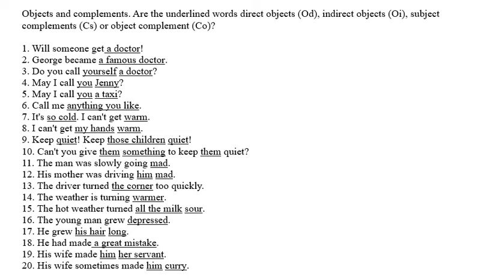The driver turned the corner too quickly, and the weather is turning warmer. So we've got two uses of the verb turn. The driver turned the corner too quickly. The corner here is simply the direct object of the verb turn. Okay. When we say the weather is turning warmer, this is a use of turning to mean becoming. So basically we're saying the weather is becoming warmer, therefore warmer is a description of the weather, it's a subject complement.